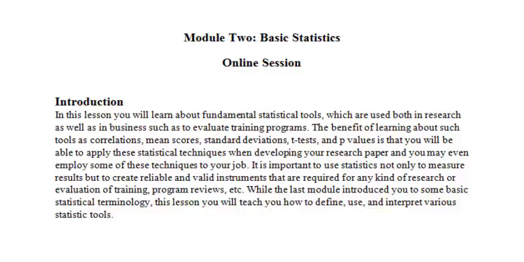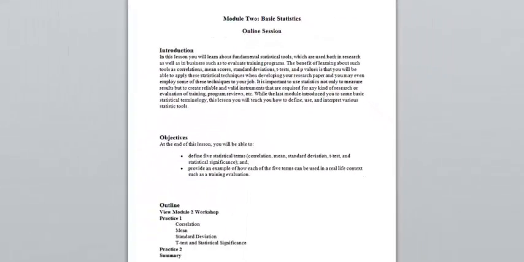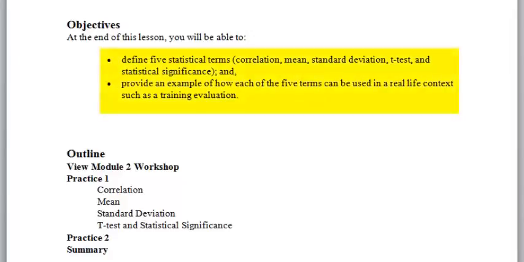In some cases, you might even be able to apply these techniques to your job, depending on what you do. Now, it's important to use statistics not only to measure results, but to create reliable and valid instruments, which is a requirement for most research and evaluation of training programs, marketing programs, etc. So the objectives for this class are two, as you see in the middle of the page. First, we're going to define 5 statistical terms, and we're going to provide examples of how each of the 5 terms can be used in a real-life context, such as a training evaluation.